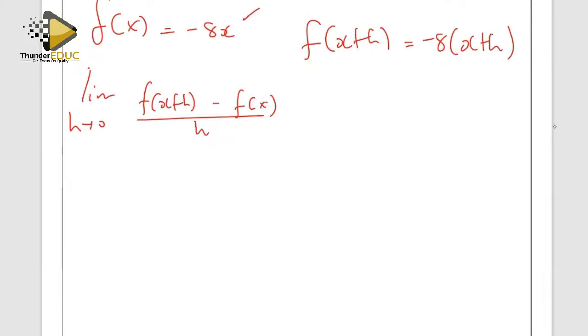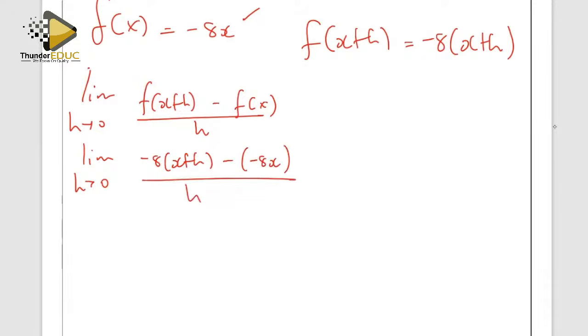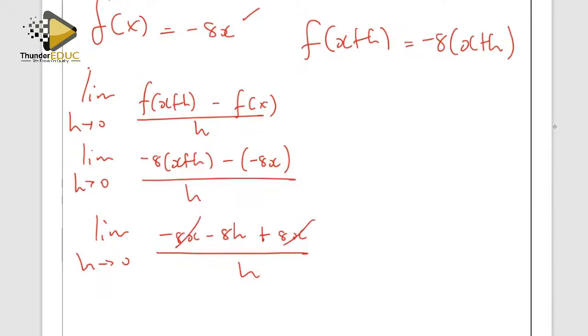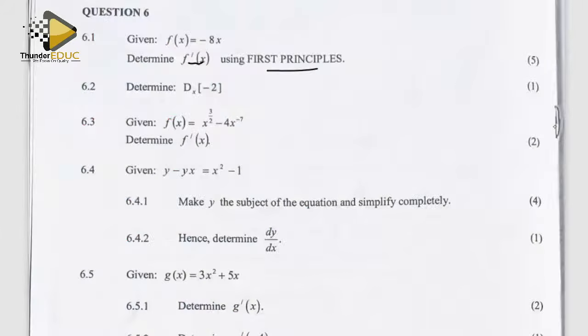Okay, we do the substitution. So limit as h tends to 0, we have -8 into x plus h minus our -8x divided by h. Let's open that up. Limit as h tends to 0 is -8x minus 8h plus 8x divided by h. So this cancels that. This h can cancel that h, meaning that we are just left with -8. All right, there we go for 5 marks.